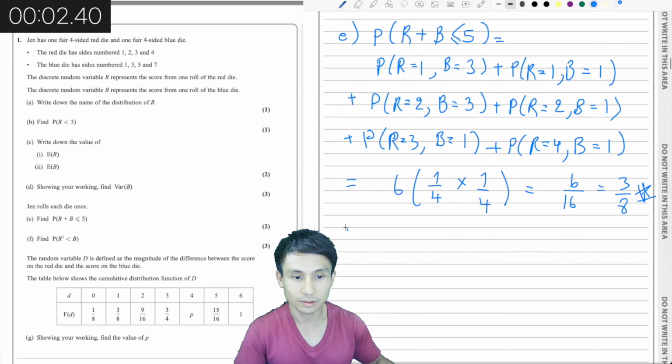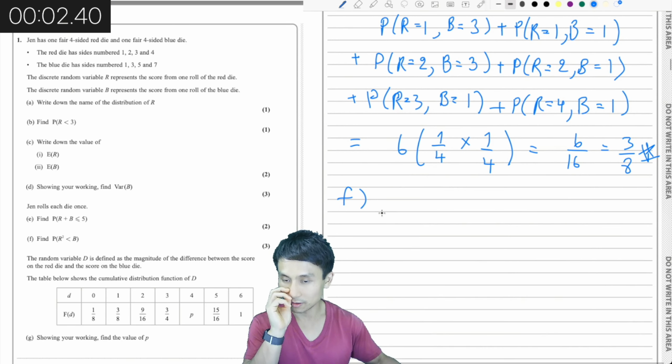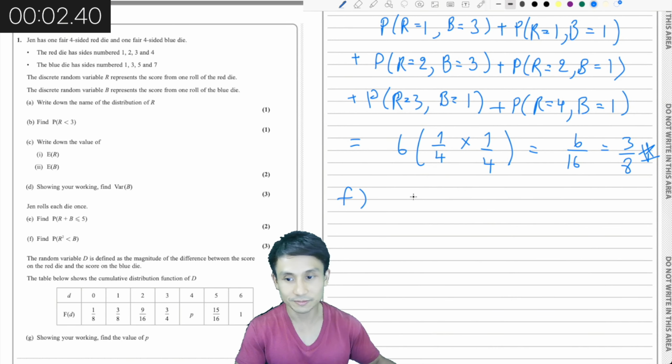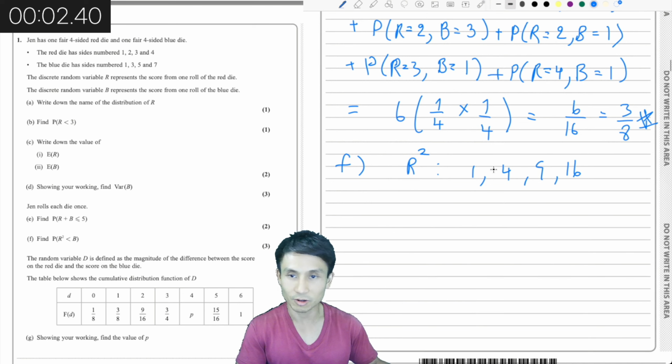Okay. F, find P(R squared less than B). Okay, R squared less than B. Okay, so R squared, we have 1, 4, 9, 16. If you just think about all of them there. And B, we have, again, I'm just going to write 1, 3, 5, 7.